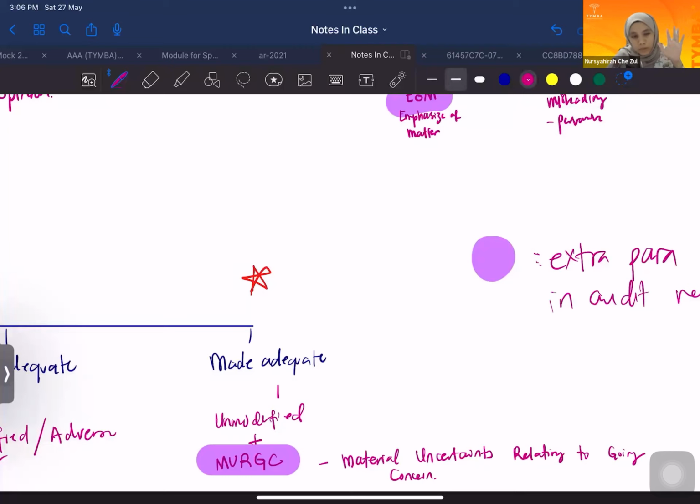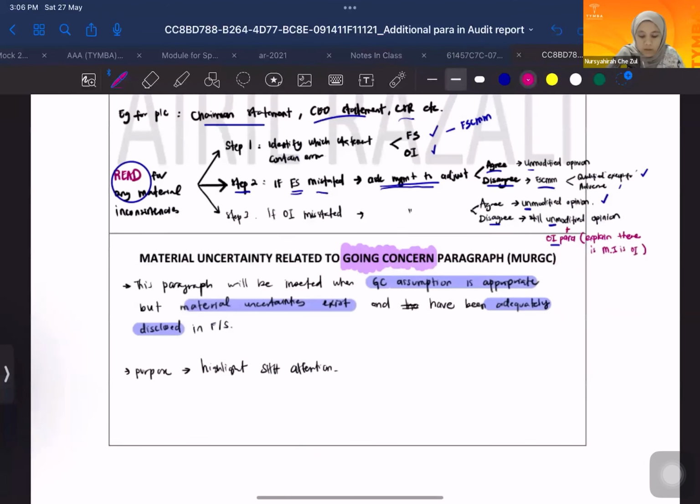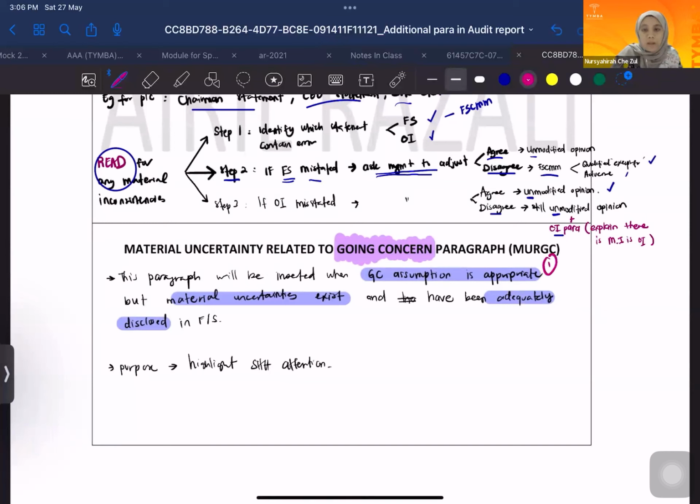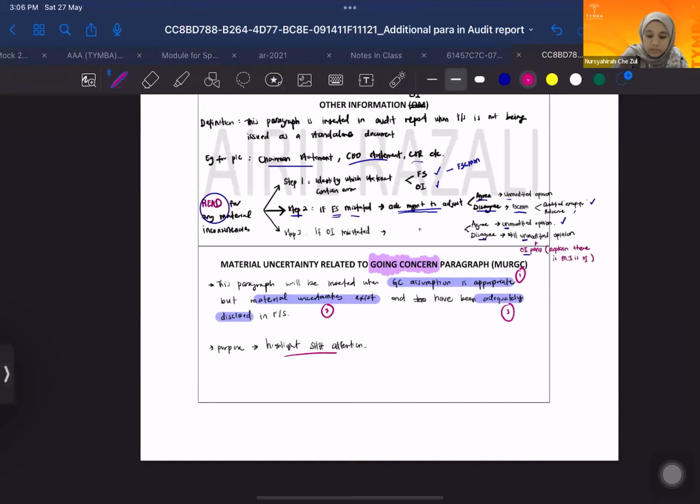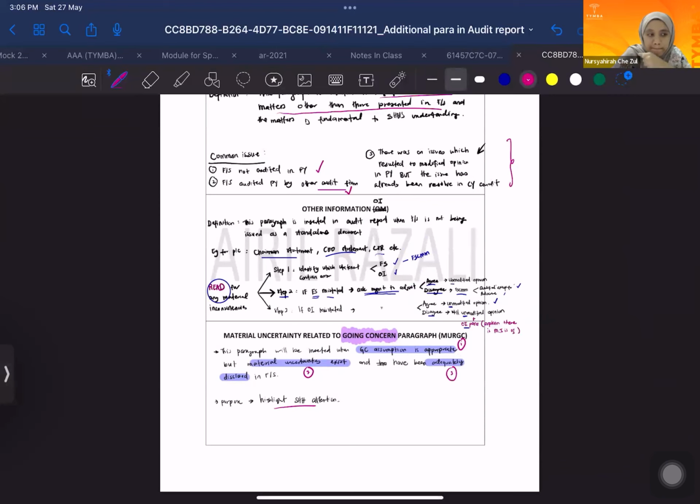Okay, so now for MURGC, the criteria. The criteria is this. Number one, GC is appropriate, meaning that the company is going concern. However, there are some issues here and there. And those issues are adequately disclosed. Therefore, auditor is going to include MURGC paragraph. Why should we include? Because we want to highlight, we want to communicate with the shareholders on these disclosure things. We want to make sure that the users are aware of this MU. Okay, done. So all of this could be tested sometimes in section A, sometimes section B.